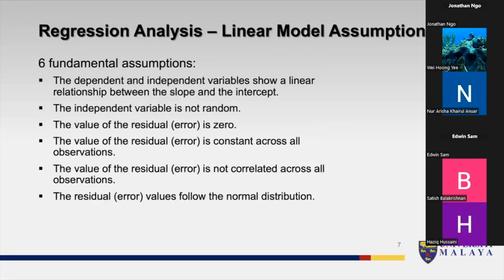Like any other statistical model, there are assumptions underlying the model. In this case, there are 6 fundamental assumptions. First, the dependent and independent variables show a linear relationship between the slope and the intercept. The independent variable is not random, and the residual error has a mean value of 0, is constant across all observations, is not correlated across observations, and follows a normal distribution.